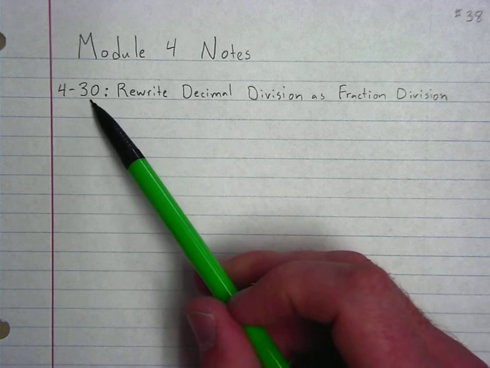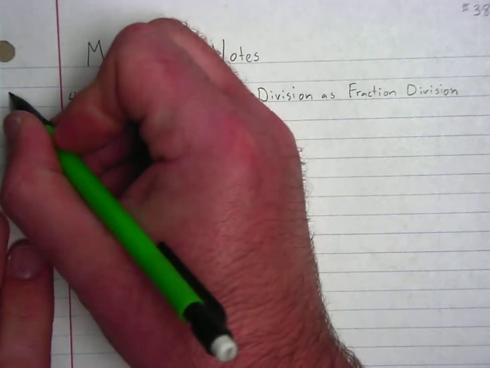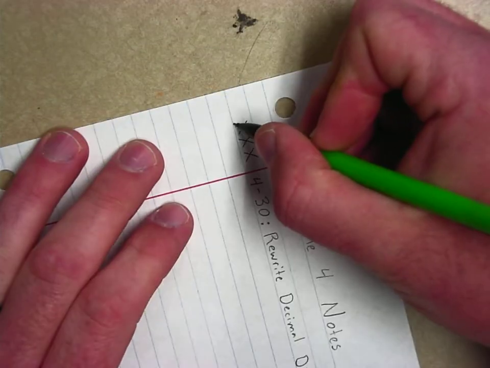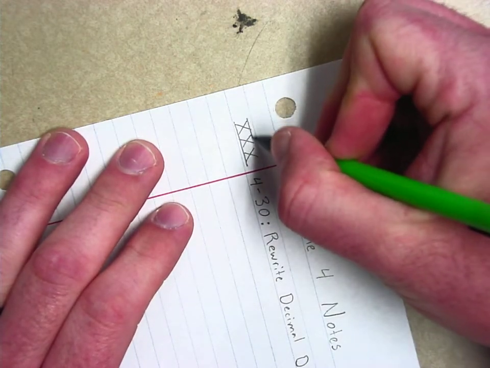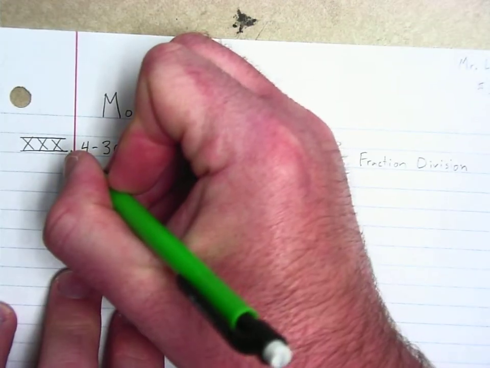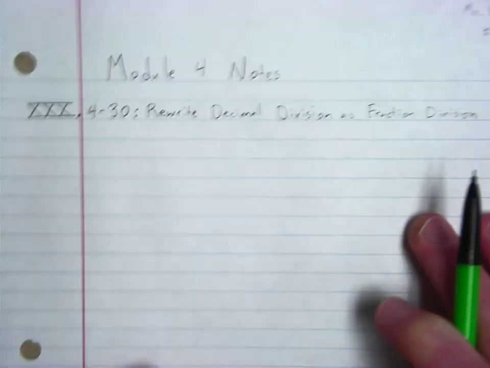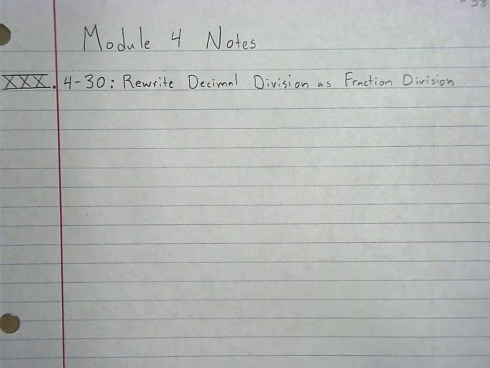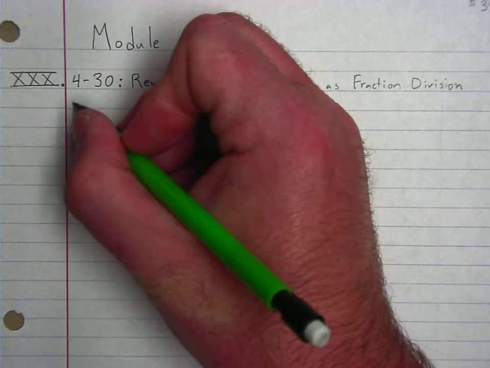This is lesson 30 in Module 4. So we need 10, 20, and 30. Now, thankfully, none of the modules go up to 40 or to 50. Things would look a little bit different at that point. But for us, for 4-30, x, and then another x.